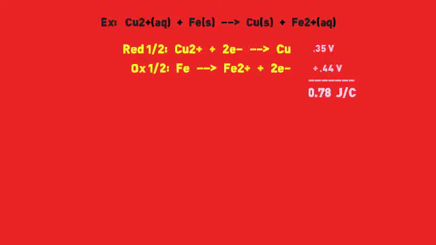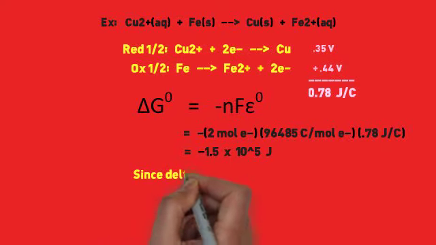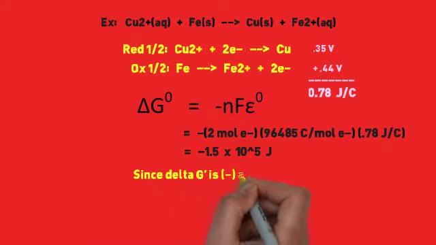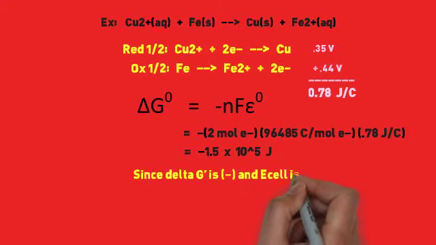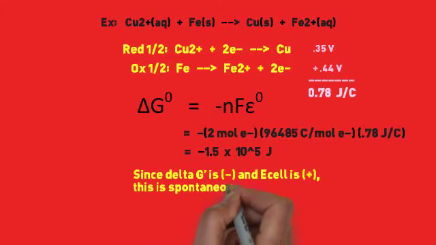Now let's look at delta G prime. Delta G prime is equal to negative n times F times the cell potential prime. And plug and chug. It's 2 moles of electrons, by the way. Plug this in and you will get negative 1.5 times 10 to the 5th joules. That works out. And taking a close look at this, since delta G prime is negative and the cell potential is positive, this must be spontaneous.